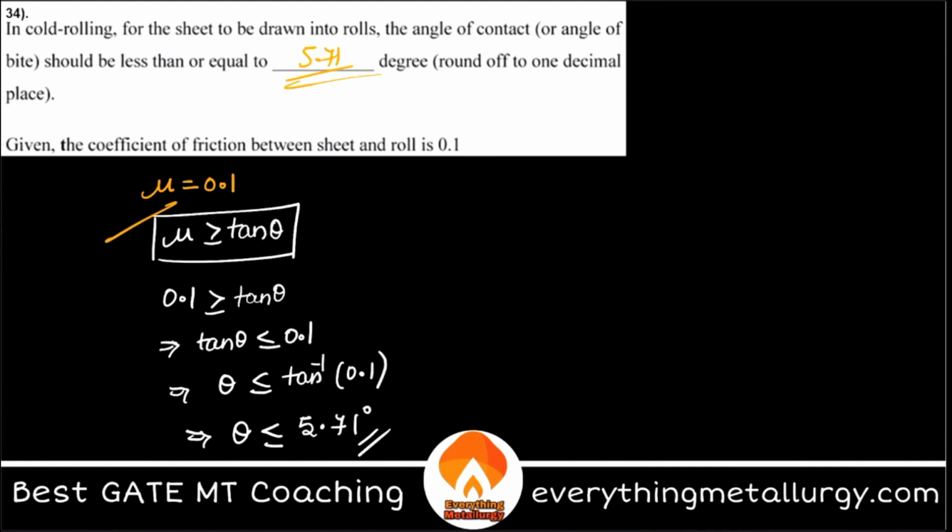Okay, just a simple rolling condition: the coefficient of friction should be greater than or equal to tan theta. Here theta is the angle of contact or angle of bite. From this only, you get one more formula. So H max, the maximum reduction, will be equal to mu square R. From this only you get this.